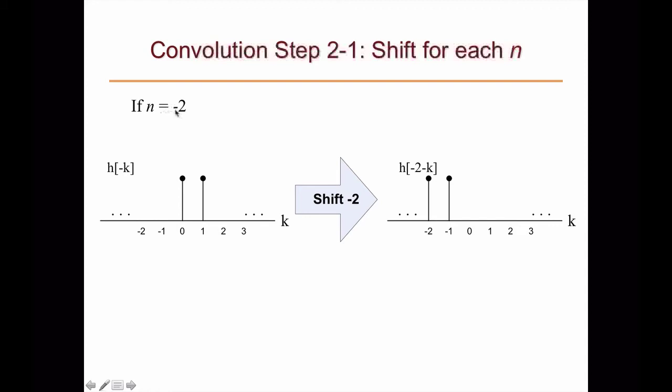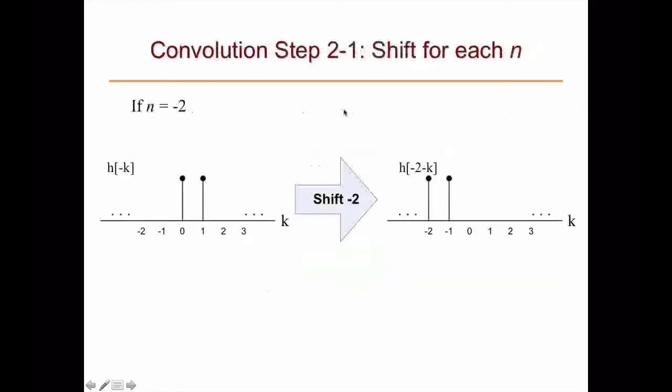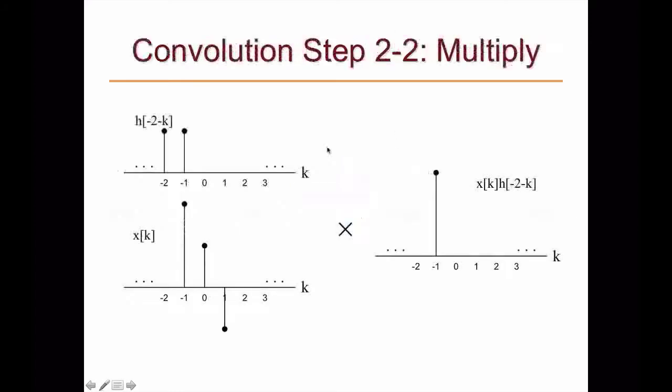Then shift this h[minus k] by each n. So if n equals minus 2, then h[minus k] is shifted to the left by 2 units. So you have h[minus 2 minus k] like this. Why shift to minus 2? Because when we look at the input, the values start from around minus 1 to 1. So let's shift it to the nearby values of the input and see if they overlap or not. So this is the shifted version of the impulse response, h[minus 2 minus k], and this is x[k].